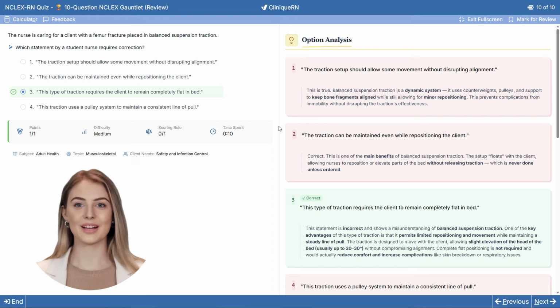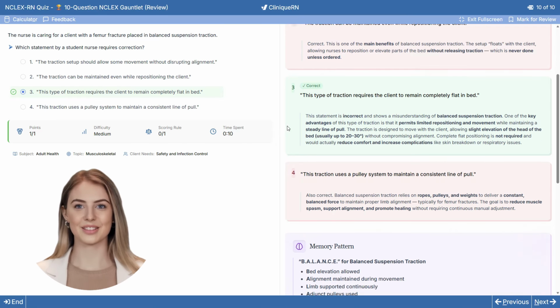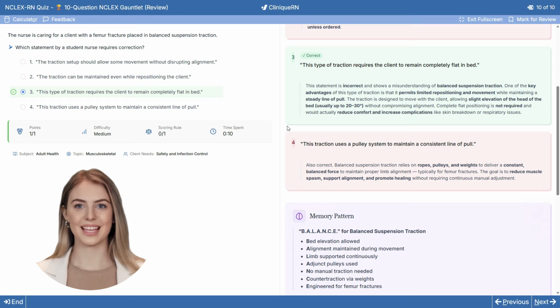Number 1 is correct. The system is dynamic. It balances counterweights and pulleys so the leg can move slightly without losing traction. 2 is also correct. The setup allows you to reposition the patient or raise the head of the bed slightly. Traction stays constant. Number 3 is incorrect. The client does not have to lie completely flat. That's actually unsafe. It increases the risk of skin breakdown and pneumonia. Number 4 is correct. The entire system runs on ropes and pulleys that maintain continuous pull without needing manual readjustment.